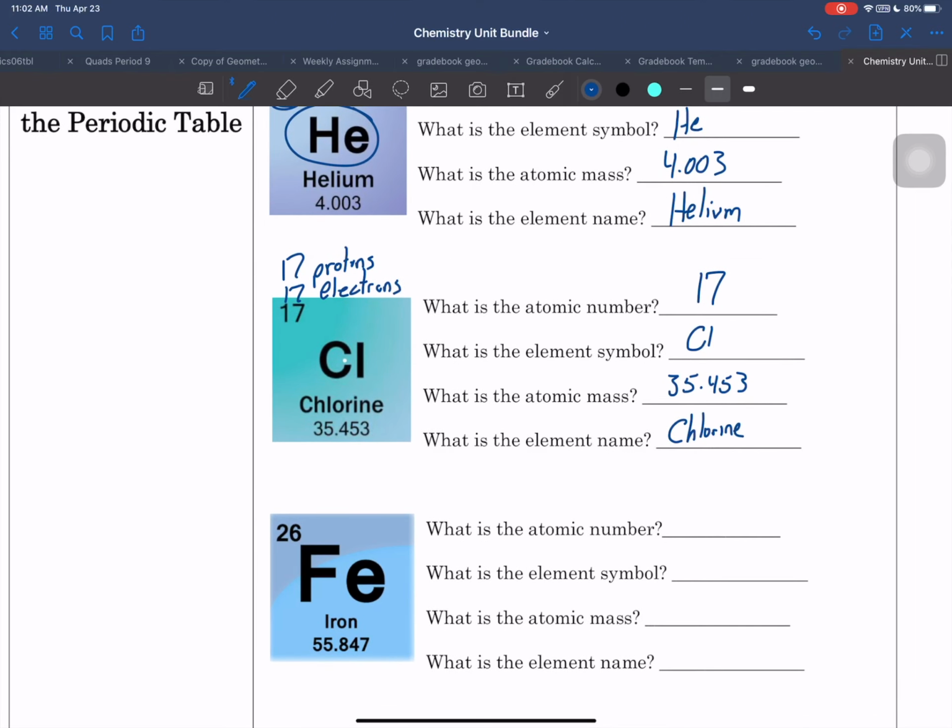We'll do one more. The atomic number here is 26. Fe is iron. The element symbol, that's Fe. The atomic mass is 55.847. And the element name is iron. So some symbols are going to be completely different from their actual element name, and that's okay.